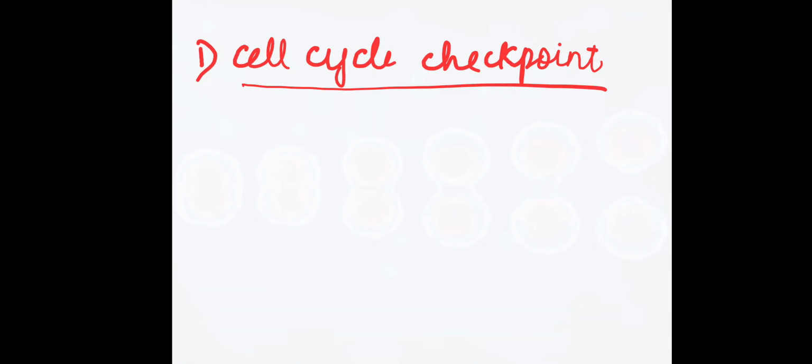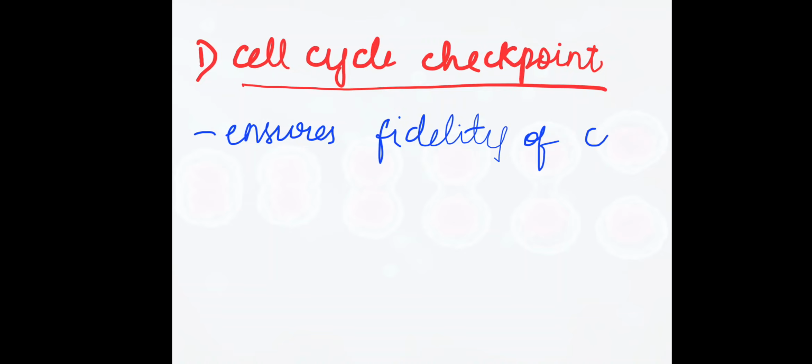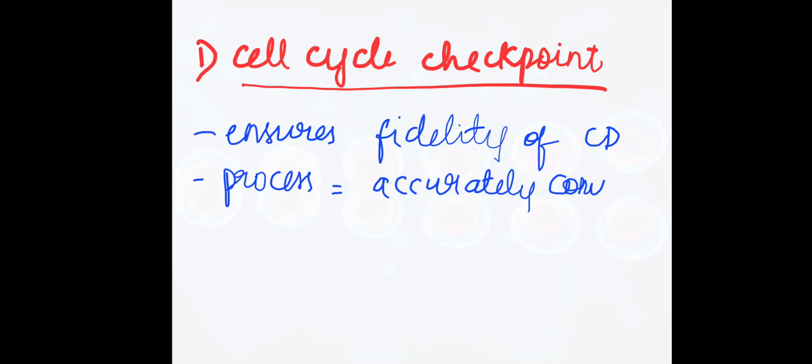What does this do? This cell cycle checkpoint ensures the fidelity of the cell cycle, the fidelity of cell division. These checkpoints verify whether processes at each phase of the cell cycle have been accurately completed. So it makes sure the processes are accurately completed.